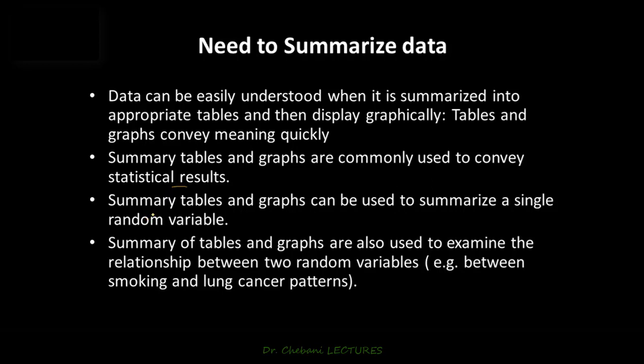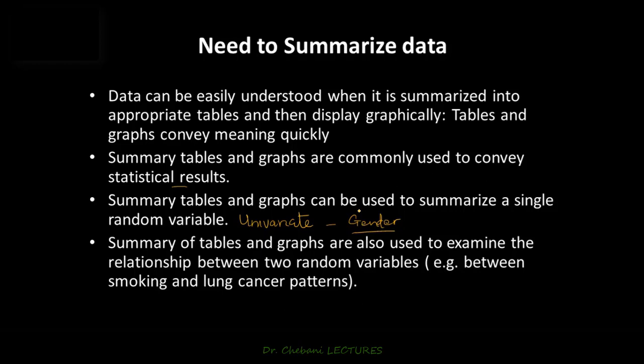Summary tables and graphs can also be used to summarize what is known as a single random variable. That is a situation where you are looking at what is known as univariate, whereby you are looking at a single variable, such as gender, without looking at any other variable. Gender can have two or three categories depending on how you'd want to display your results. So you may have male, female, or other.